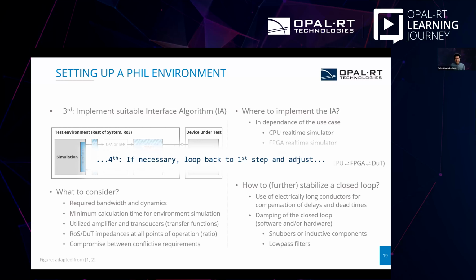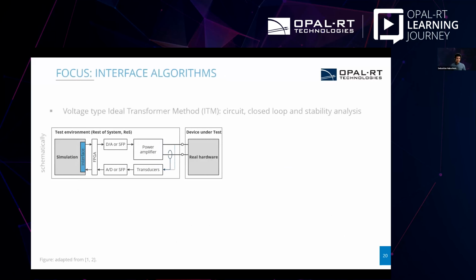Setting up a test bed, in the end, it is very important to know stability limits and behavior. So once we have our test bed, careful stability analysis is required. So let's do this exemplarily for the voltage type ideal transformer method. I chose this one as it's a straightforward interface algorithm, and I want to have a detailed look at it. So basically, let's take the schematic overview again.